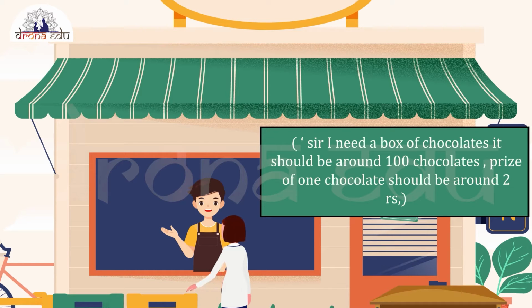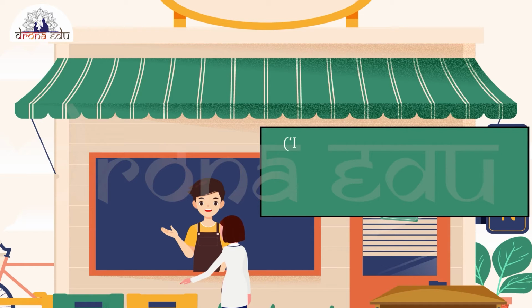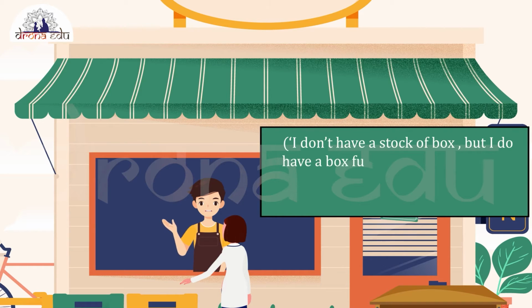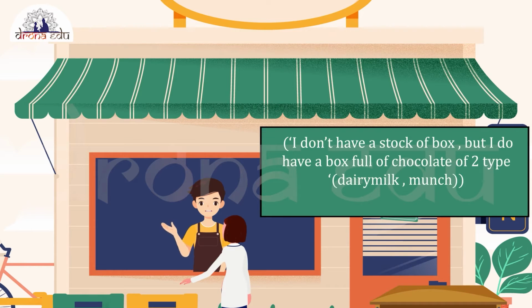Why are you looking at me like that? Fine, I know I'm confused. But it's okay. Just give me a chocolate, okay? Later, this shopkeeper told me that he doesn't have a stock of boxes, but he does have a box full of chocolates of 2 types. One is Dairy Milk, another one is Munch. And he told me that he was a little busy, so I have to separate them myself.